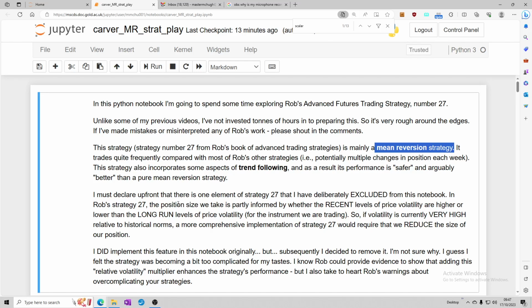I must declare up front that there is one element of strategy 27 that I have deliberately excluded from this notebook. In Rob's strategy 27, the position size we take is partly informed by whether the recent levels of price volatility are higher or lower than the long run levels of price volatility for the instrument we are trading. So if volatility is currently very high relative to historical norms, a more comprehensive implementation of strategy 27 would require that we reduce the size of our position.